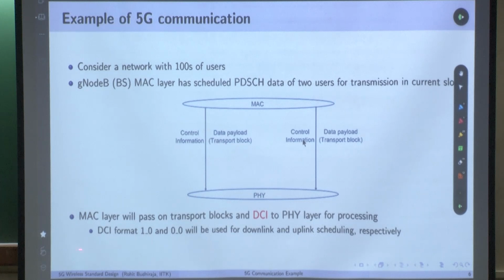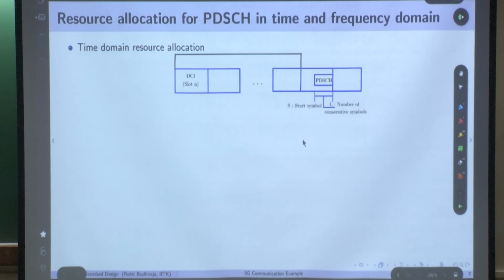Let's say DCI format 1_0 and 0_0 will be used for downlink and uplink scheduling respectively. Because the user needs to send data in the uplink also, the same DCI can be used for downlink as well as for uplink. So 1_0 and 0_0, why? Because there is no MIMO as of now. So this format is being used. So what happens here?